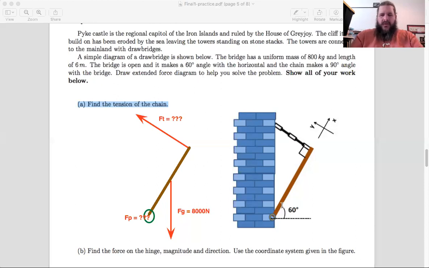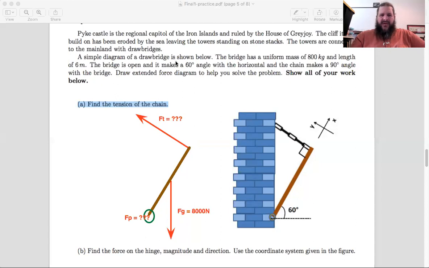How is there a pivot force? The pivot is the hinge itself where the drawbridge is connected to the wall. And the thing is, if that wasn't there, if the only forces were the tension force and the gravity force, those forces wouldn't be able to cancel out.